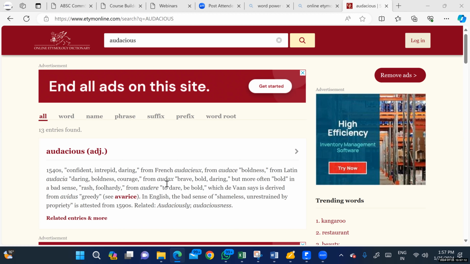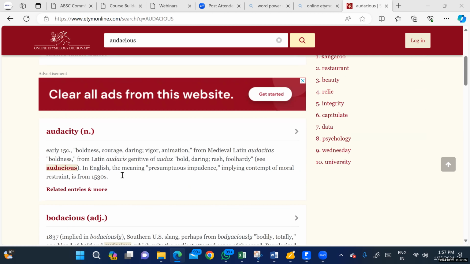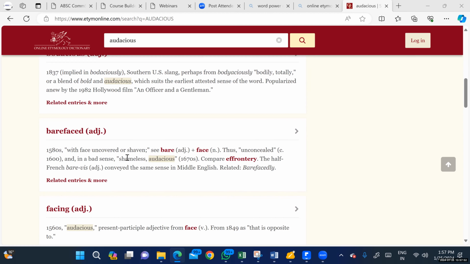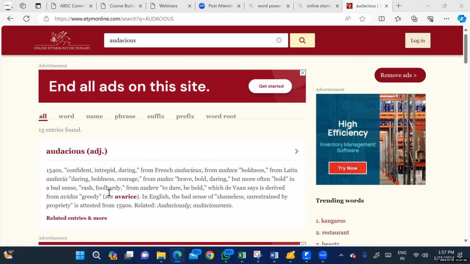Daring, boldness, courage, coming from audax, brave. And so the word is audax, coming from brave, bold, daring. But it says more often bold in a bad sense, rash, foolhardy, from audace to dare, bold. So this is telling me it's coming in a negative sense here. Bold, daring, rash, foolhardy, audacious, presumptuous, impudence, implying contempt of moral restraint. Audacious, okay. So now we know that it is giving me bold in a bad sense.